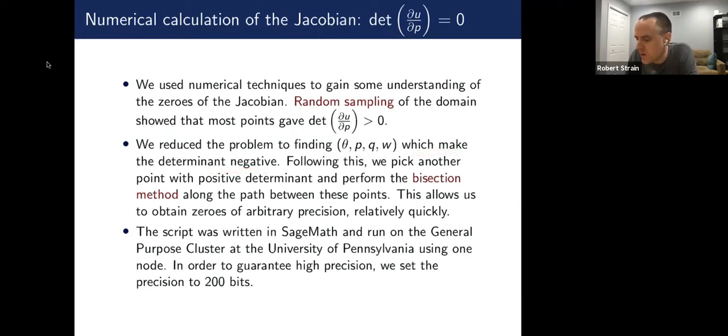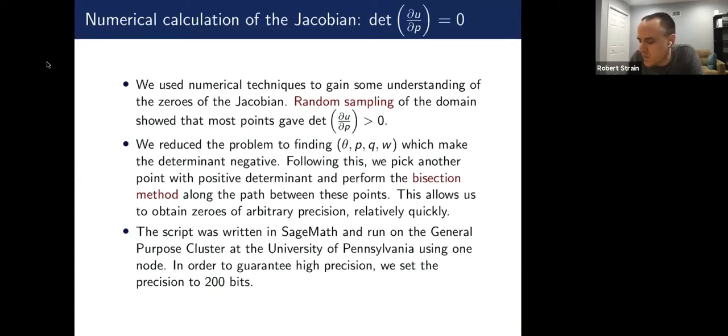So following this, we picked another point with positive determinant and performed the bisection method along a path between these points. So we basically kept calculating values of the determinant and letting it get smaller, moving on a line until it went to 0. We were kind of wandering and finding the line as we went.